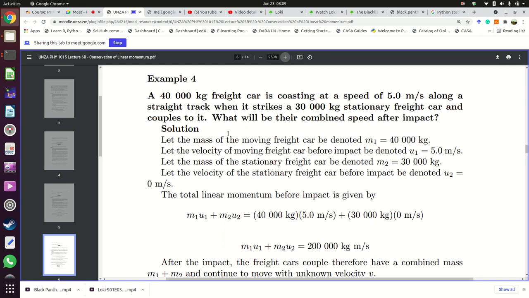In physics, when you're talking about how much motion is happening, motion is given in terms of linear momentum. So before impact, there is the 40,000 kg freight car, which is moving at 5 meters per second, and then the 30,000 kg freight car, which is stationary. One of them is moving, the other is stationary. So the motion you have here comes only from the moving car. With conservation of linear momentum, because these things are going to collide, we work out the total amount of motion before impact, which is given by the total linear momentum.